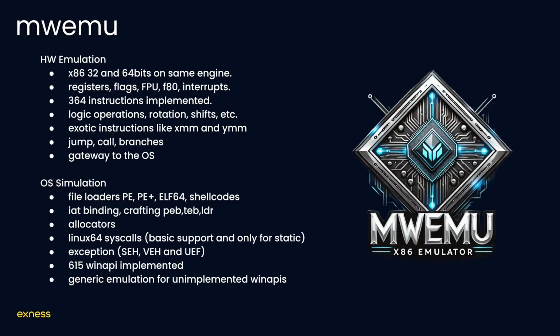There are 615 WinAPIs implemented, which really is not much because there are many more in Windows. The hardware is quite reliable, but the OS simulation can have issues when emulating a malware. You can find the error that a WinAPI is not implemented, for example. But I try to fix the stack and follow the emulation. I implemented exceptions, Linux syscalls, and several allocators.